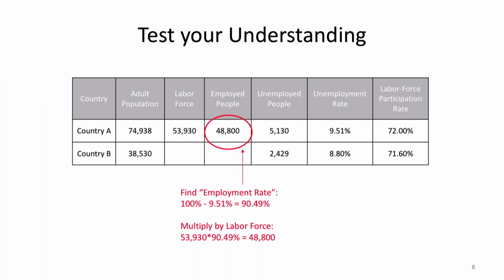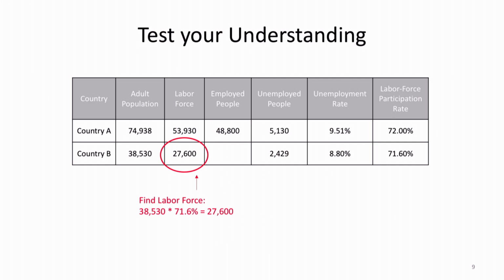Next, we can calculate the number of employed people. So we can find what we would call the employment rate. We take 100% minus the unemployment rate, which is 9.5%, and the remaining amount is giving us the percentage of people that are employed in the economy, or 90.49%. We can take the 90.49% and multiply it by the labor force, and that gives us the number of people in the labor force that are employed, or 48,800 people.